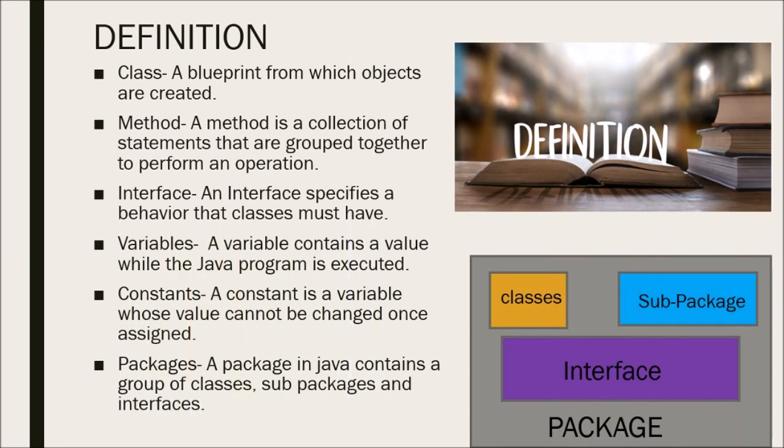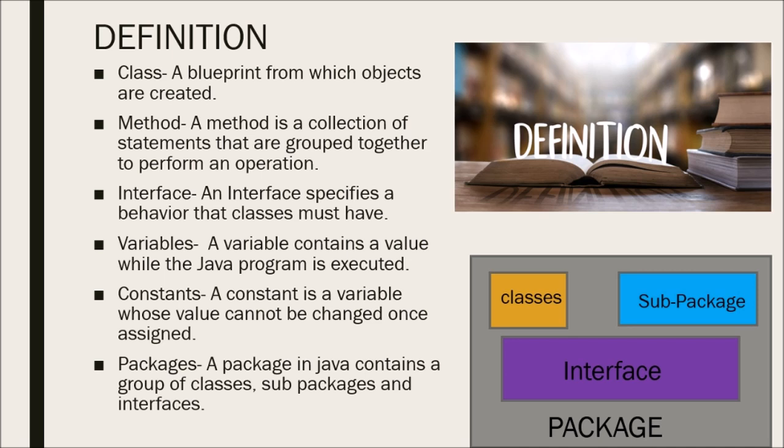Definition of the terms. We all know what a class means. It's a blueprint from which objects are created. I've already mentioned this in a previous video. I've also mentioned what a method means in a previous video. It's basically a collection of statements that are grouped together to perform an operation. Now comes the new one, which is very easy to learn. It is interface. An interface specifies a behavior that all classes must have. I would say this is the easiest of the lot.